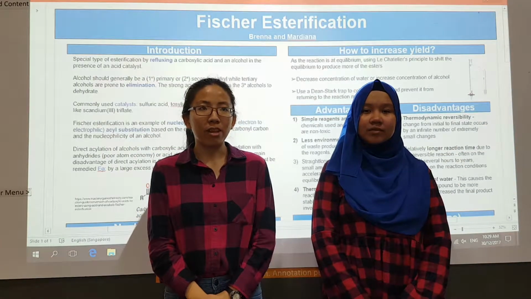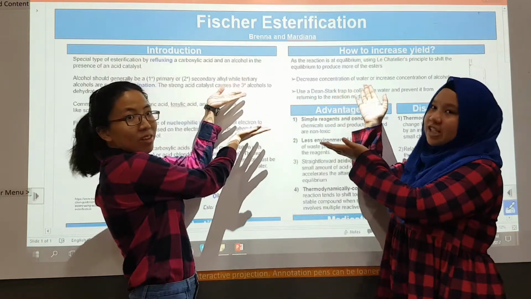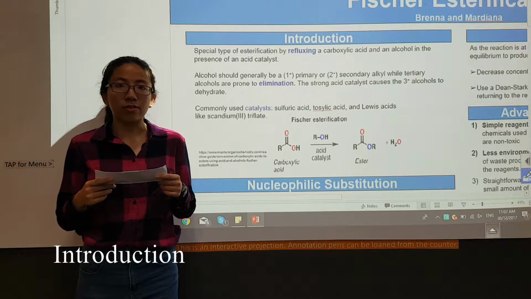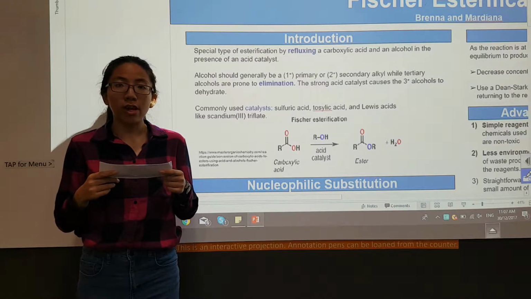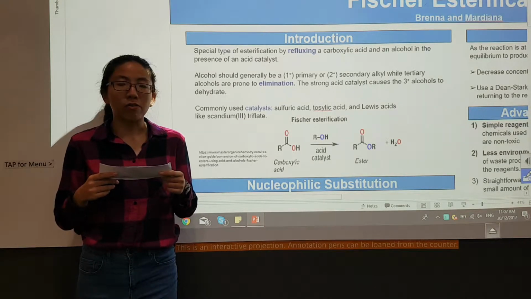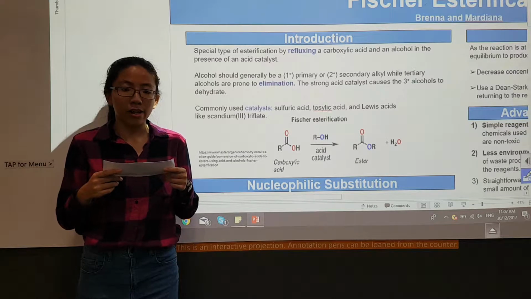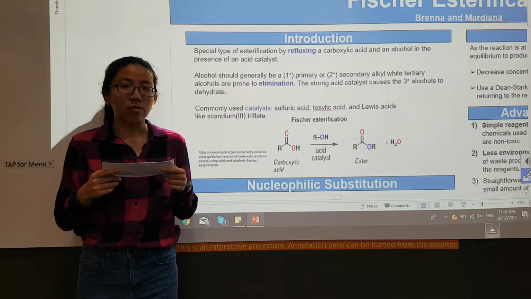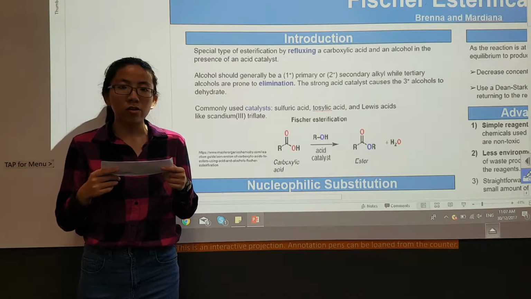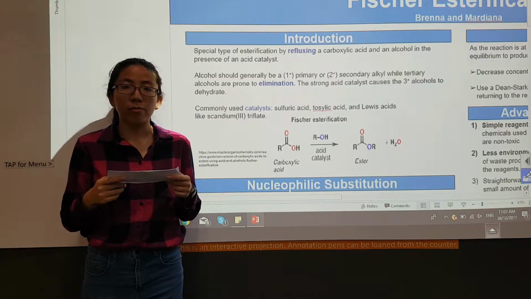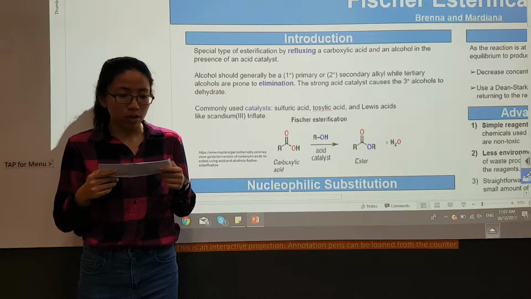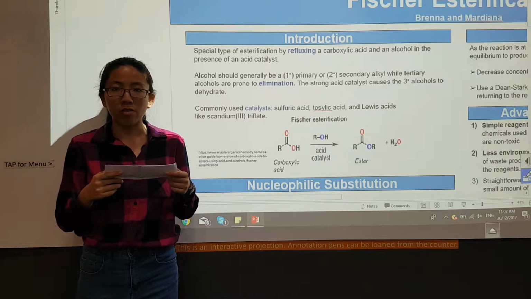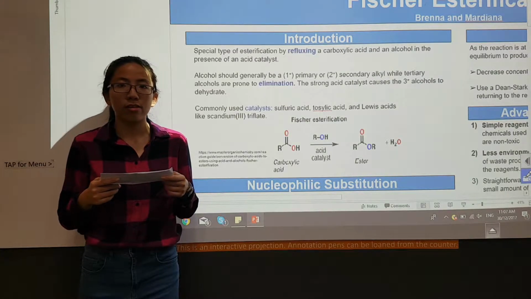Today we are presenting on Fischer esterification. Firstly, we will give you an introduction on Fischer esterification, which is a special type of esterification by refluxing a carboxylic acid and an alcohol in the presence of an acid catalyst like sulfuric acid. The alcohol used in this reaction is generally a primary or secondary alcohol. Tertiary alcohol is not used as they are prone to elimination, which is caused by the strong acid catalyst.